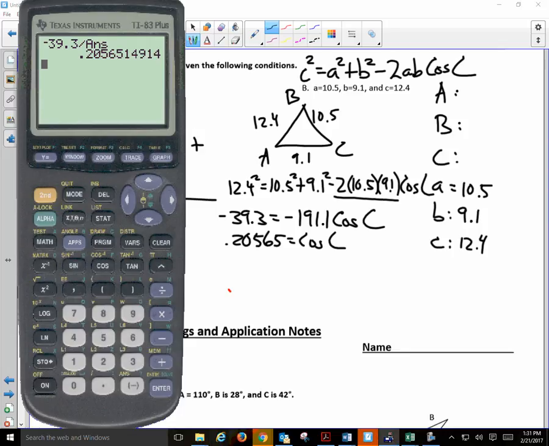So is cosine positive or is it negative? Positive. So is it in the first quadrant or second quadrant? First. So is it acute or obtuse? It's acute. So this doesn't have any obtuse angles in it. So I cosine inverse the answer, and I get 78.13.